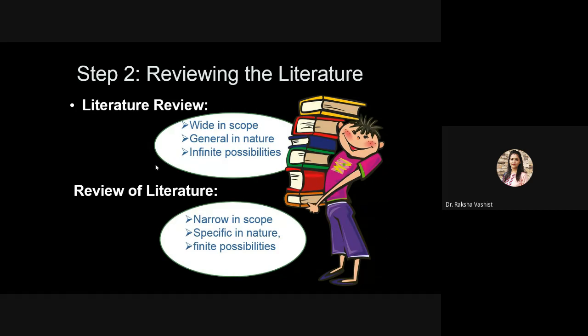Here, I want to clear something: literature review and review of literature sound similar, but these are two different terms. Right? Basically, literature review is wide in scope, it is general in nature, it has infinite possibilities. Whereas review of literature, or we can call it ROL, is narrow in scope, specific in nature, and it has finite possibilities. All right.